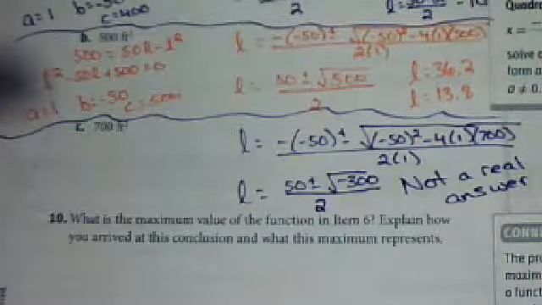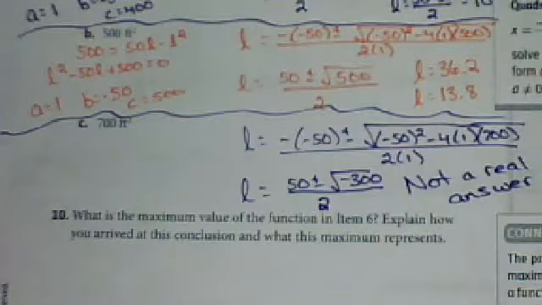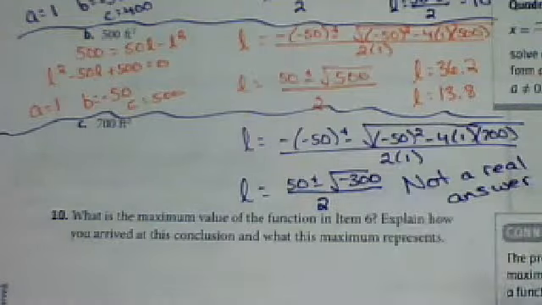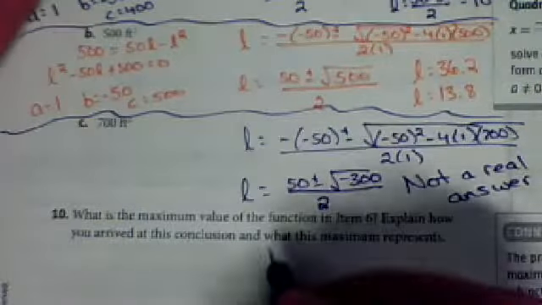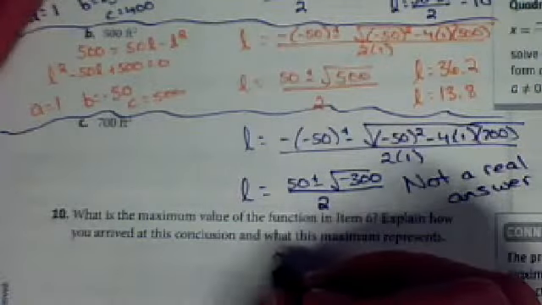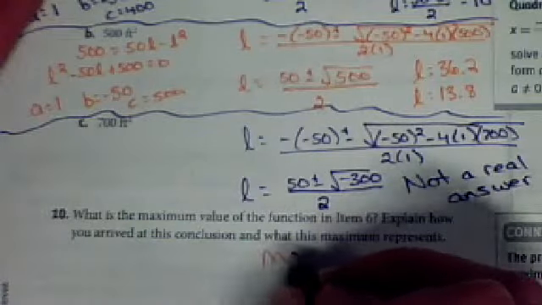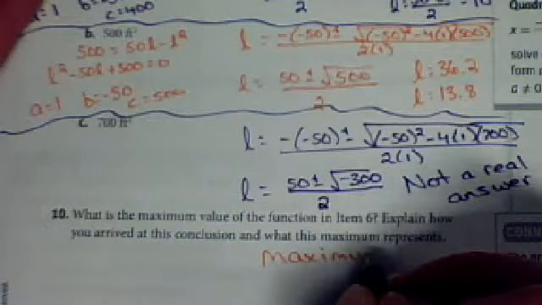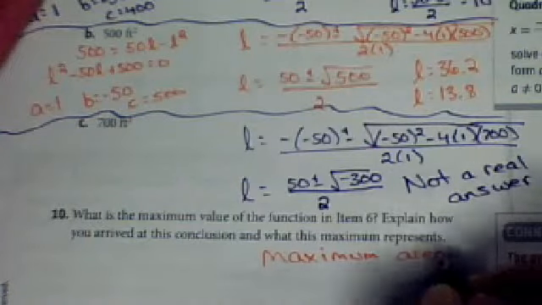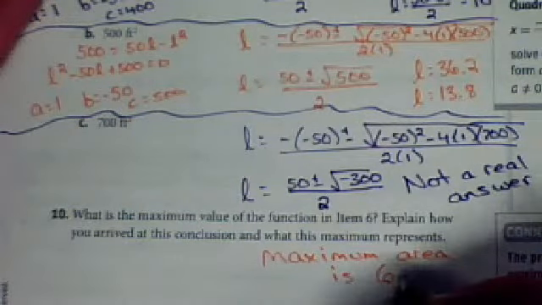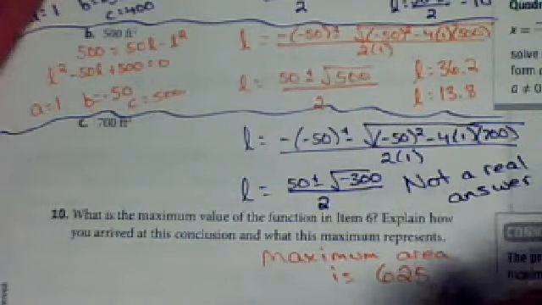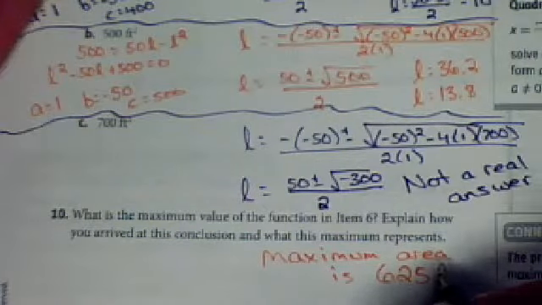Now, the last bit is to talk about those maximum values. Did we find a maximum value of the function in item 6 for our area? We did. That maximum value on the table was the maximum area is 625 feet squared.